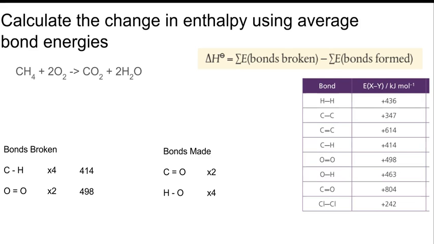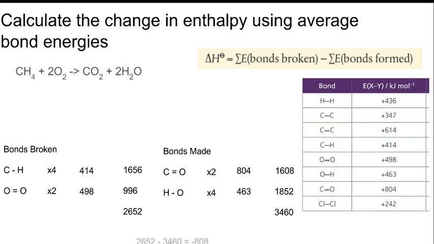So the carbon-hydrogen bond we see is 414 kilojoules per mole. The oxygen-oxygen double bond is 498 kilojoules per mole. And if I do that multiplication and I add them up, the total bond enthalpy for the bonds broken is 2,652 kilojoules per mole. Let's do the same with the bonds made. Carbon double bonded to oxygen is 804. Hydrogen single bonded to oxygen is 463. I do the multiplications, and if I add those up, I get 3,460 kilojoules per mole for the bonds made.